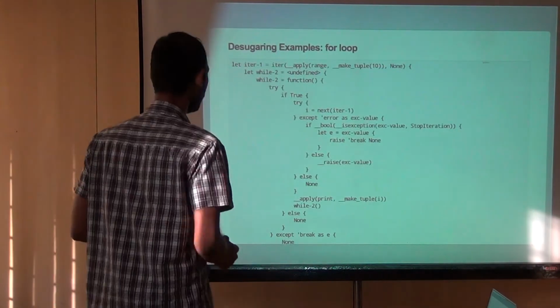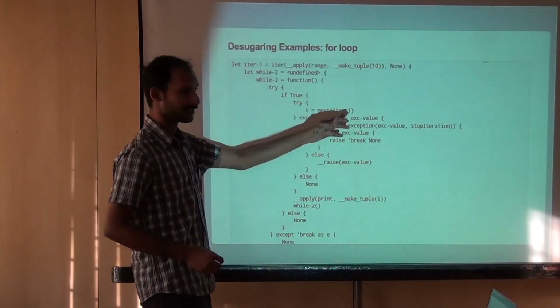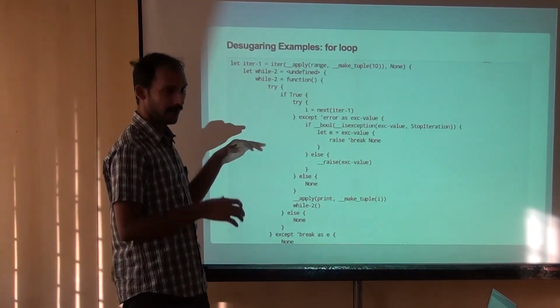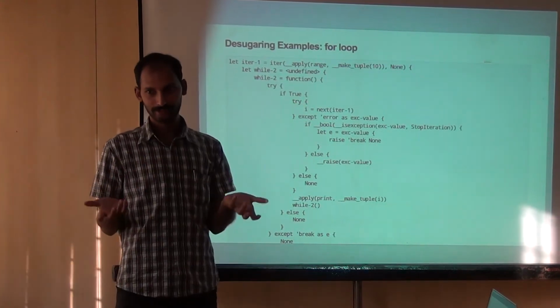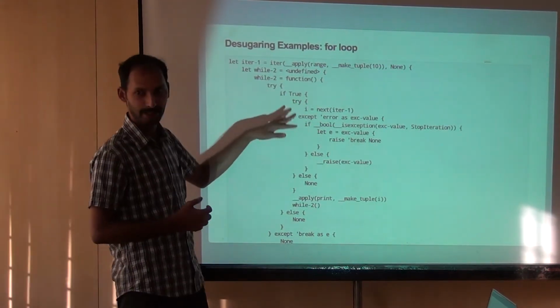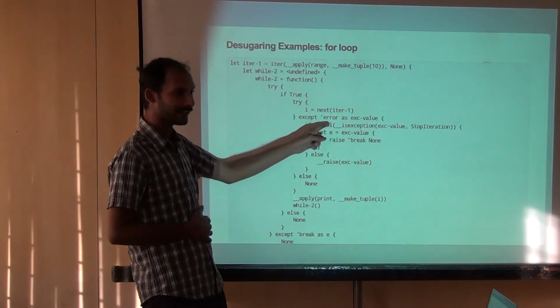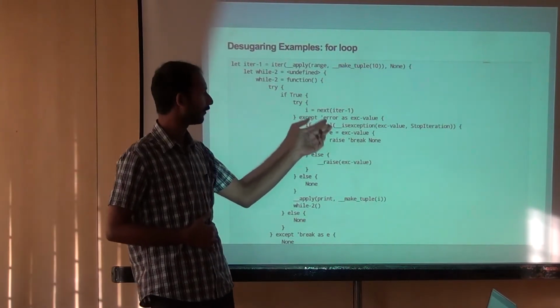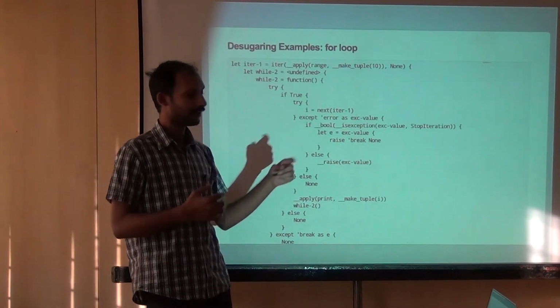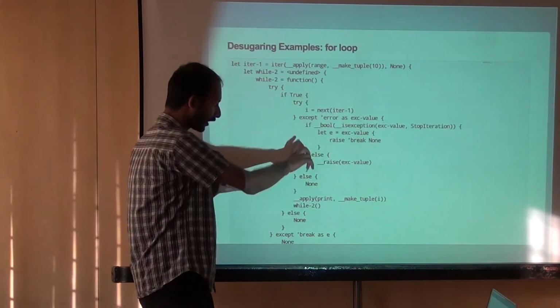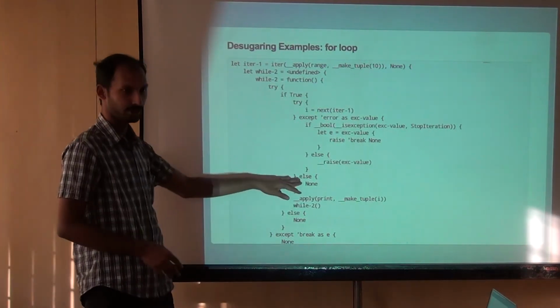Now try is next of iter. In the core language we only have if error, right? So that's try except with predicate is error. Take the error, so the label is error. This piece raises an error with label error. Take it as the exception value and execute this piece of code. Otherwise, don't do anything, otherwise say none.